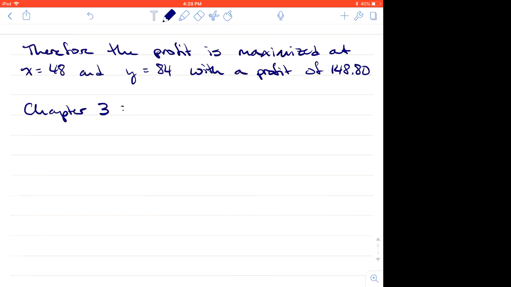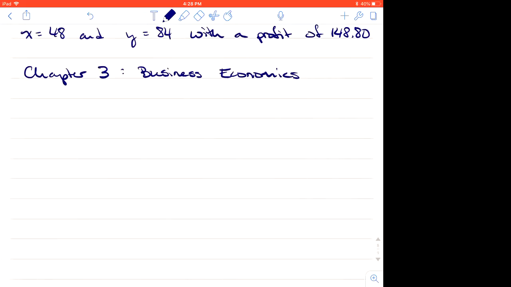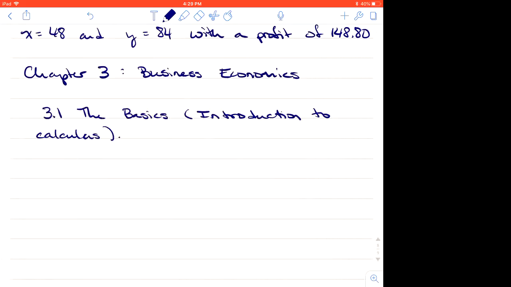So chapter 3, really big topic here, business economics. Section 3.1 is called the basics. It's really an introduction to calculus. We don't need it for the rest of the term as far as I can remember. So it's just a weird little add-on that we have to kind of throw in. But what's nice is that once we finish this section, then we settle down, right? And we start talking about real topics.